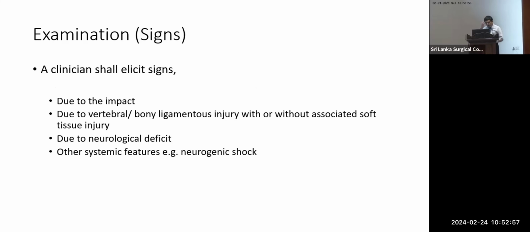When it comes to examination, a clinician needs to elicit signs that could have occurred due to the impact itself, or due to the bony ligamentous injuries or the vertebral injuries, which are usually associated with surrounding soft tissue injury, and the neurological deficits due to either cord or spinal root injuries, or maybe plexus injuries, or other systemic features, for example, neurogenic shock that may complicate spinal cord injury.